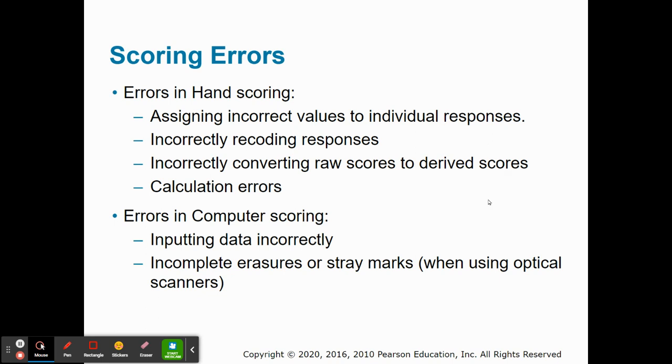So scoring errors. The bottom line is don't make them. And an error is just that, sometimes we don't know we've made a mistake. So make sure that you are double checking your work, whether it's a transposition error, whether it is a mathematical error. Even if it is computer scored, you do need to be spot checking to make sure that what's coming out of the computer makes sense.